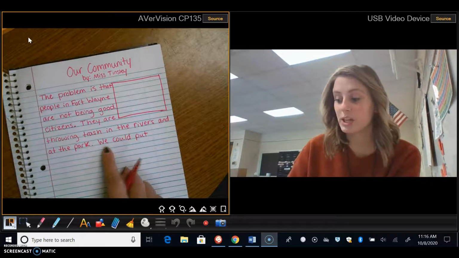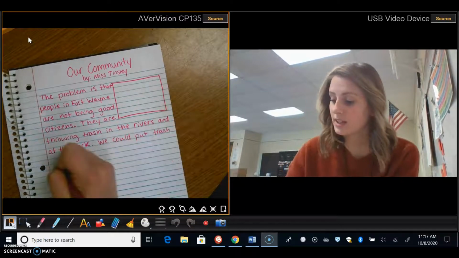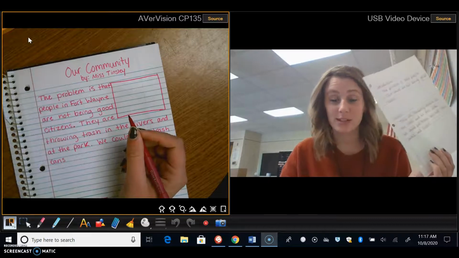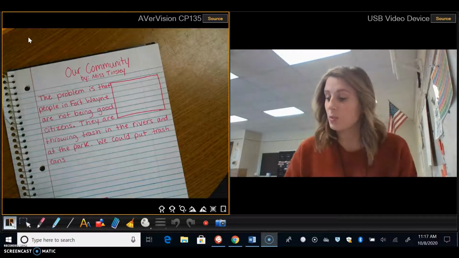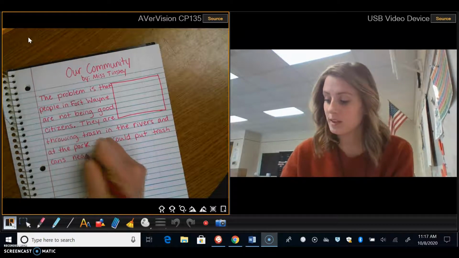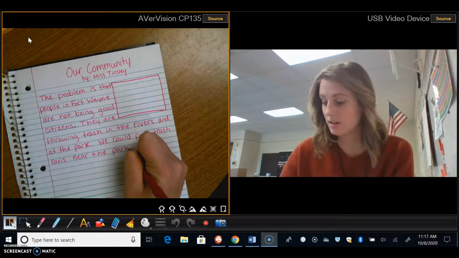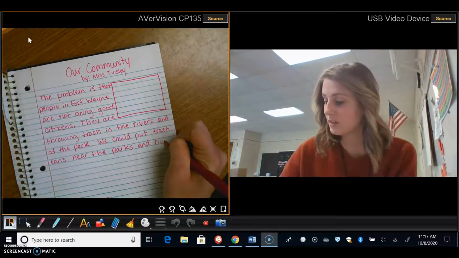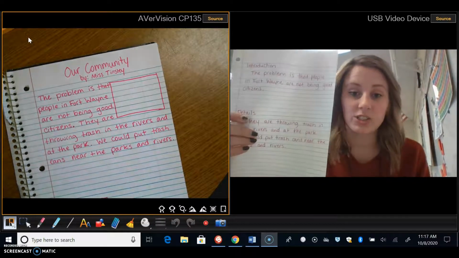I have down the words we could put trash cans, and I have my paper right next to me, right? So I'm copying straight from my paper from Tuesday. We could put trash cans near the parks and rivers. Period. So that was the end of our first paper, introduction and details.